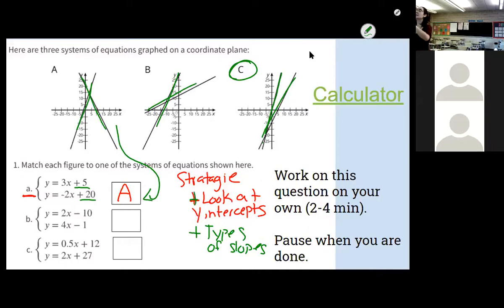Awesome job. Now I want you to throw in the chat, which one went with lowercase b? Which graph did you match with lowercase b? I want a couple more people, throw it in the chat. Let's see what you got.